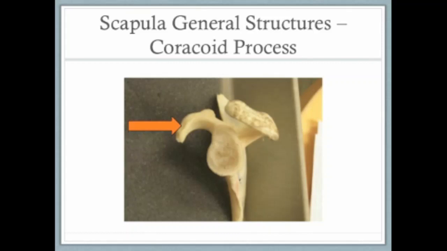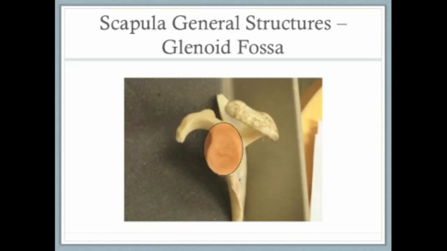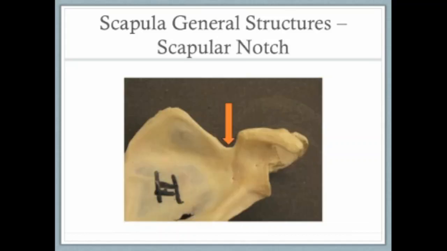Shown here in the orange arrow, from looking at the lateral portion of the scapula, is the coracoid process. It is a large insertion site for the biceps muscle. The glenoid fossa is just inferior to the coracoid process and articulates with the head of the humerus. The scapular notch is found on the superior portion of the scapula, just medial to the acromion process.